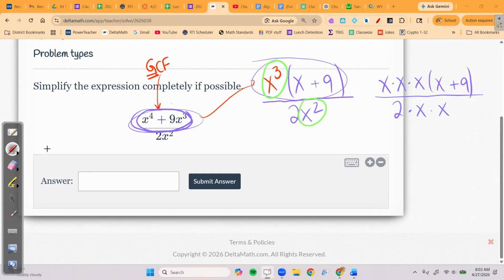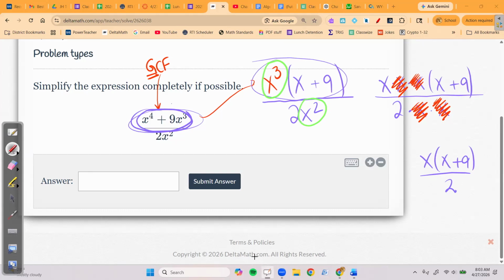that there is now some stuff that I can cancel, right? Do you see that one of these x's on top can be canceled with one of these x's on bottom? And that another of these x's on top can be canceled with another x on bottom? Is there anything else that can reduce? No. There is not. So the final answer to this, like what I would type into my computer or what I would write on a test, my final answer would be x times x plus 9 over 2.